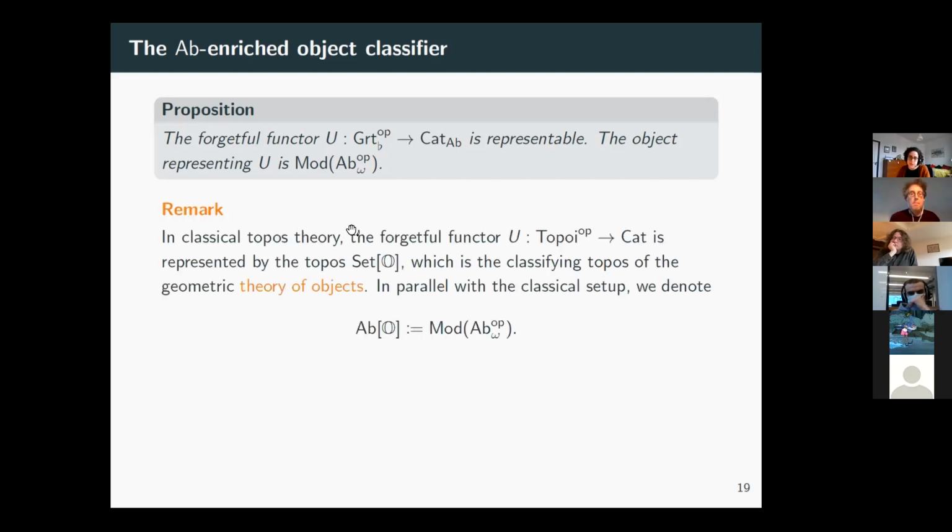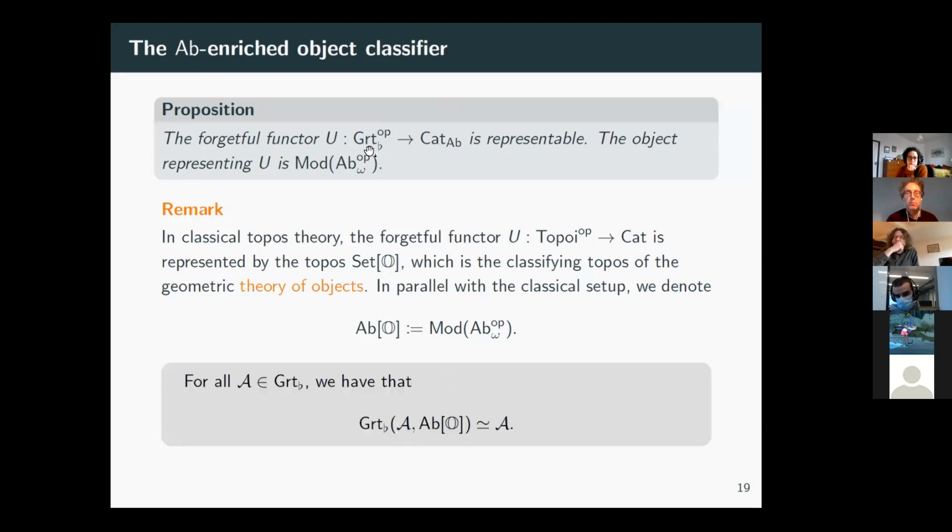And why the terminology? Well, in classical topos theory, this functor from Topos to Cat is represented by the topos Set O, which is the classifying topos of the geometric theory of objects. So in parallel with that setup, we denote our representing object as up O. And this is, as the proposition says, mod of finitely presentable abelian groups up. So in particular, what does this mean? This statement is that for every Grothendieck abelian category A, the flat morphisms from A to up O is just A. And this will be very useful along the way.